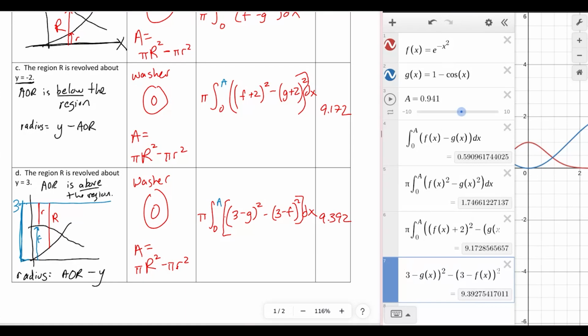So that's a summary of what we did last time, right? Found the area of a region, the volume when you revolve around the x-axis, the volume when you revolve around an axis that's below the region, and then the volume when you revolve around an axis that's above a region. Now, before we move on from that, does anyone have any questions about any of these? Or just the concepts in general? Okay.